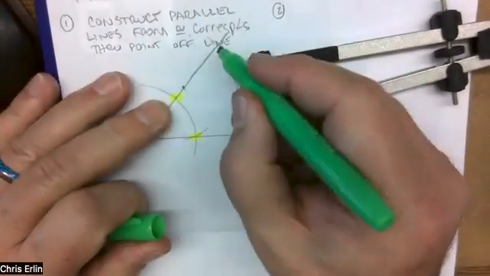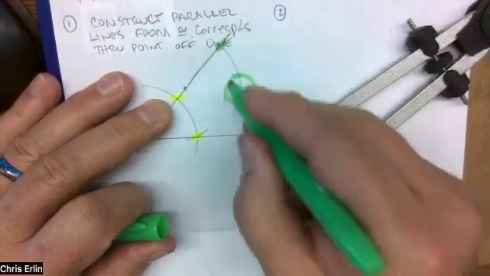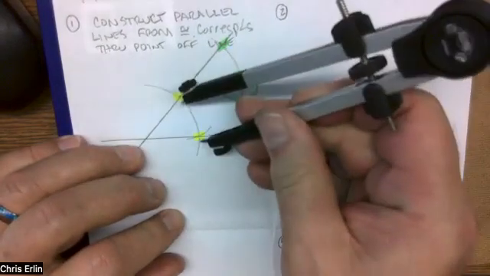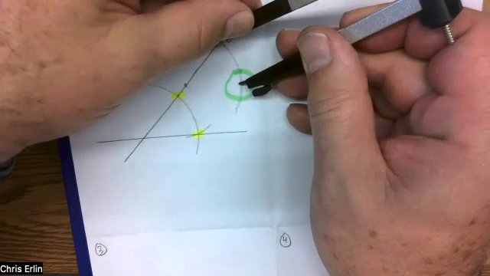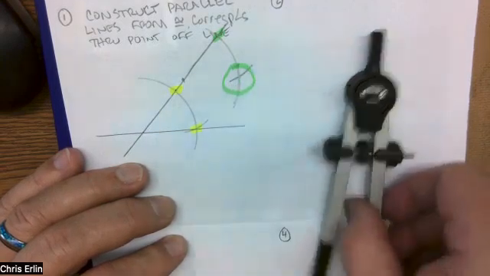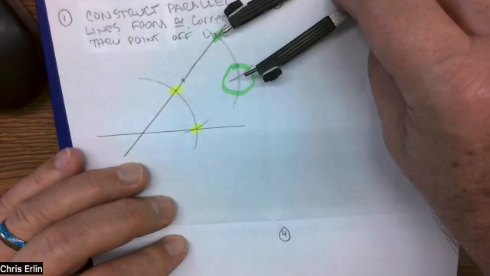And then I'm just going to bring that length up to find out where it should cross here. I copied this length, and I'll go from this point of intersection and make a mark showing where it should cross here. This length copied up to here.